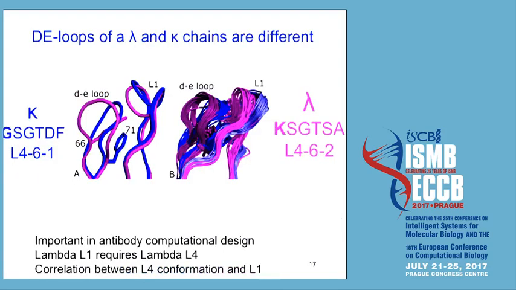The conformation of that DE loop is strongly related to the conformation of L1 because they intimately interact with each other. So in magenta is the DE loop of lambda chains and its CDR. In blue is the DE loop of the kappa chain and its CDR. And so there's a sort of complementary motion of those 2 structures.